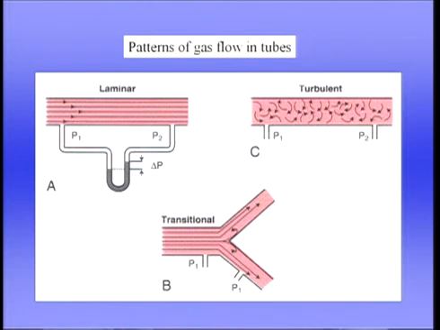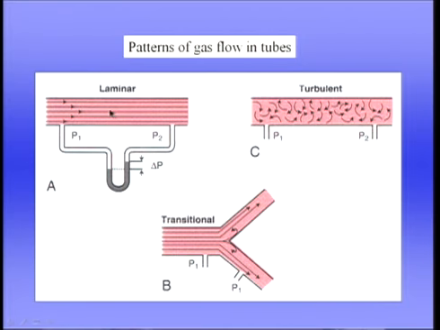To introduce this, we first need to look at airflow through tubes, and this is shown in this image here. Now, if we have a tube for which gas is flowing at a relatively slow rate, we have what's called laminar flow. In laminar flow, all the particles of the gas are moving parallel to the sides of the tube, so it's a very well-behaved system of flow. Of course, the pressure at the upstream end of the tube has to be greater than the pressure at the downstream end, otherwise there's no flow.